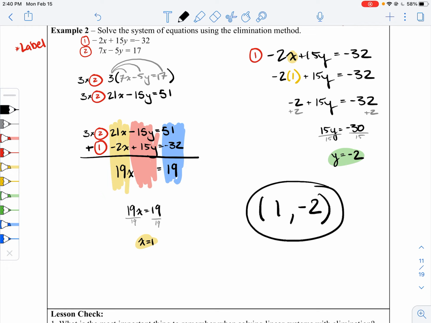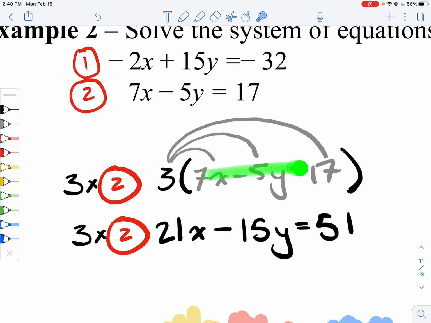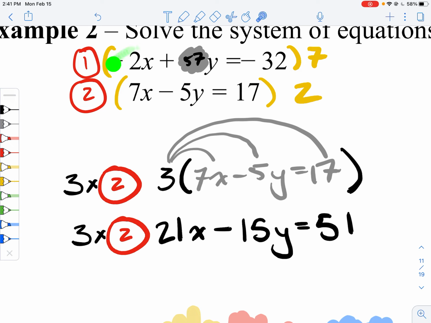That is the basics of the elimination method. Here we only multiplied one equation. Sometimes you need to multiply both so that you can get nice numbers. For example, if this was a super funky number like 57, gross, a better approach would be to multiply our first equation by 7 and our second equation by 2 so that we would get negative 14x and 14x, and we could eliminate those two together.